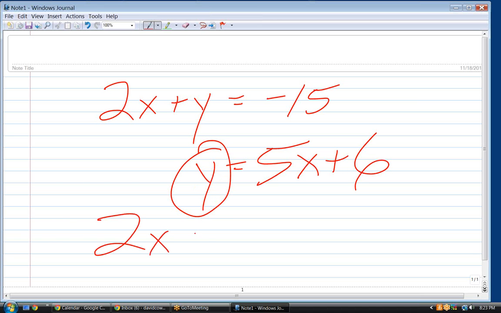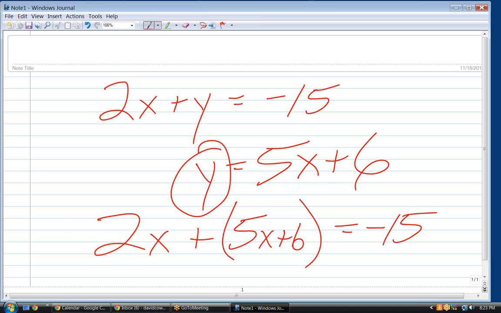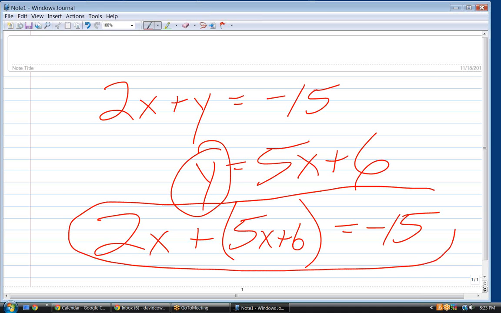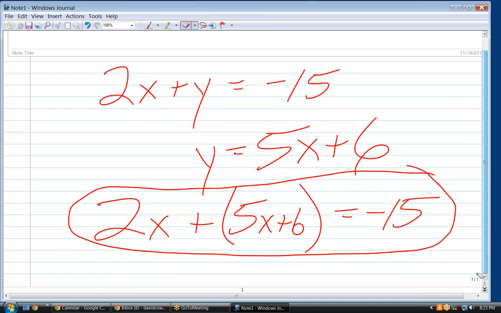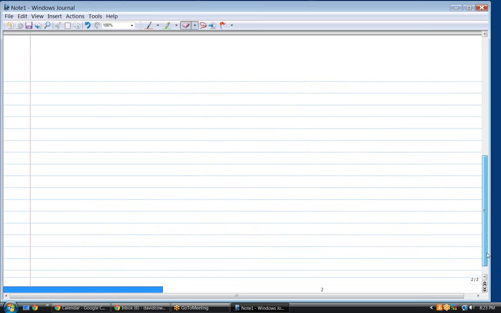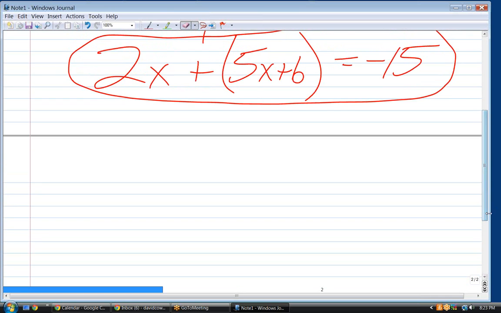Okay. So 2x plus 5x plus 6, that's y, equals -15. Now we have one equation and one unknown. We can always solve that. Let's solve this equation. What do you do next here?